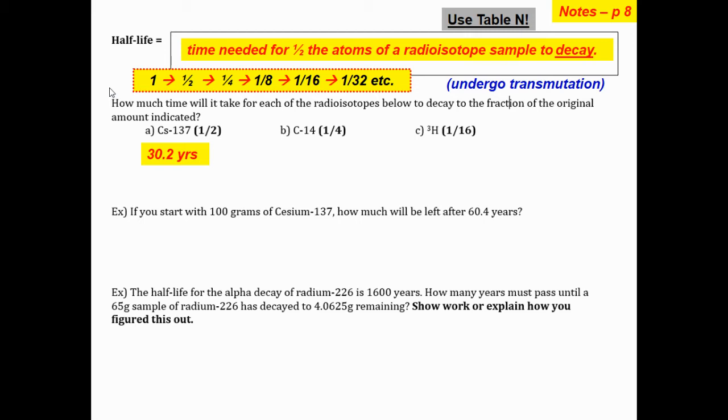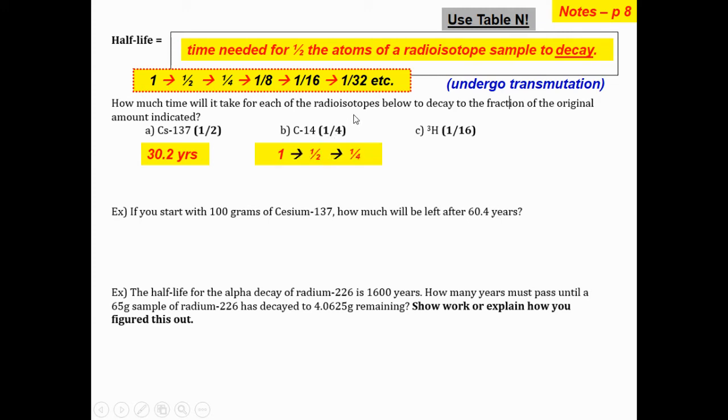Where did I find that? I found it on Table N. Table N lists the half-life and the decay mode of a whole bunch of different radioisotopes. Okay, the next one you actually have to do a little bit of thinking. Carbon-14. For carbon-14, they want to know how long will it take for carbon-14 to decay so that you have 1/4 of your original left.